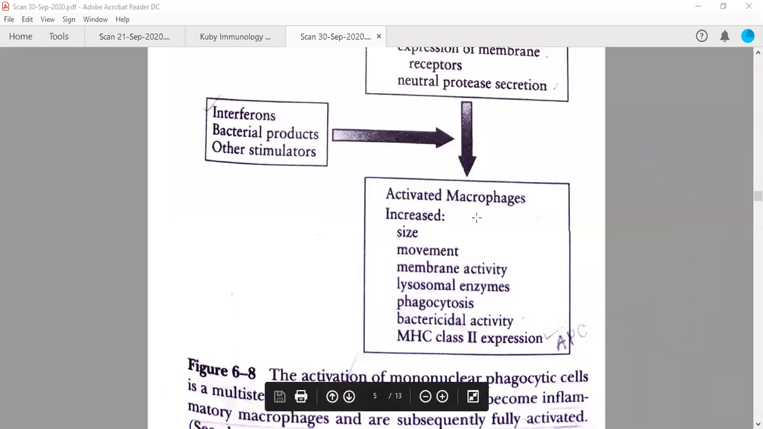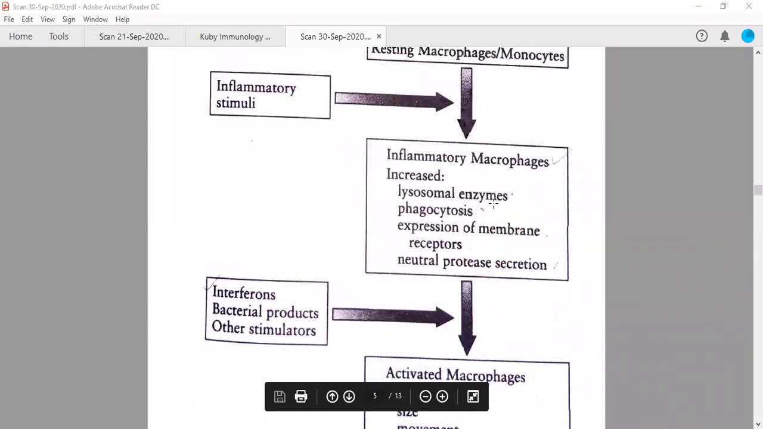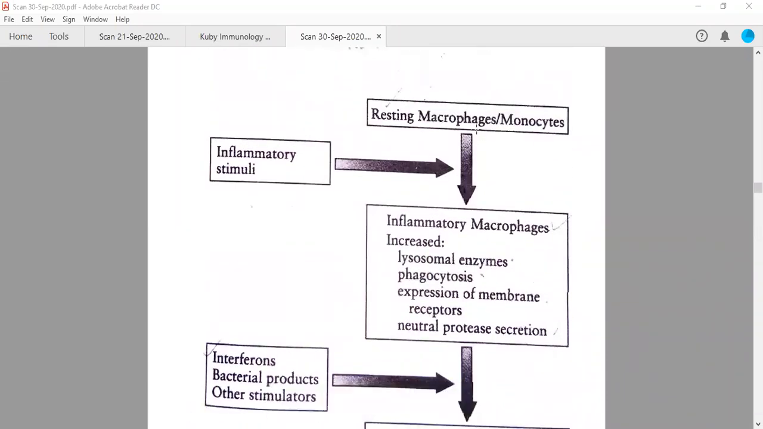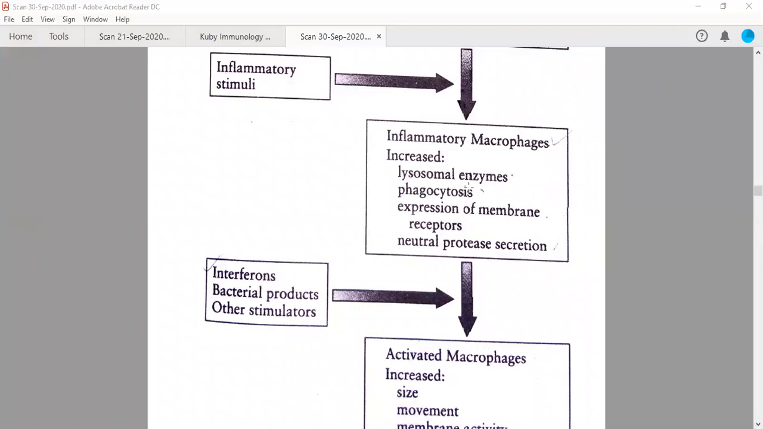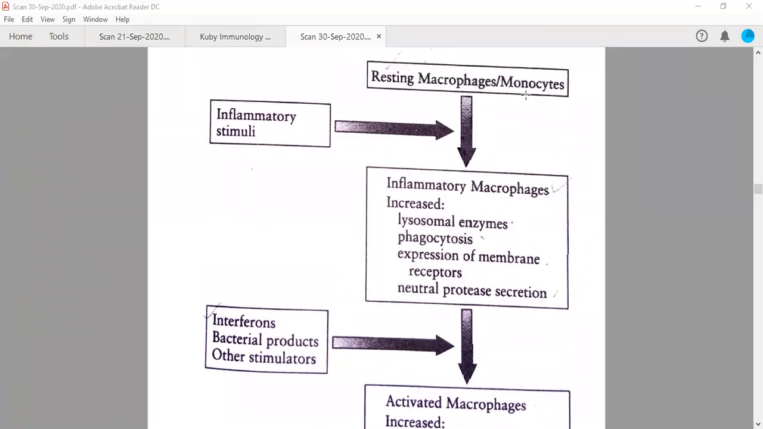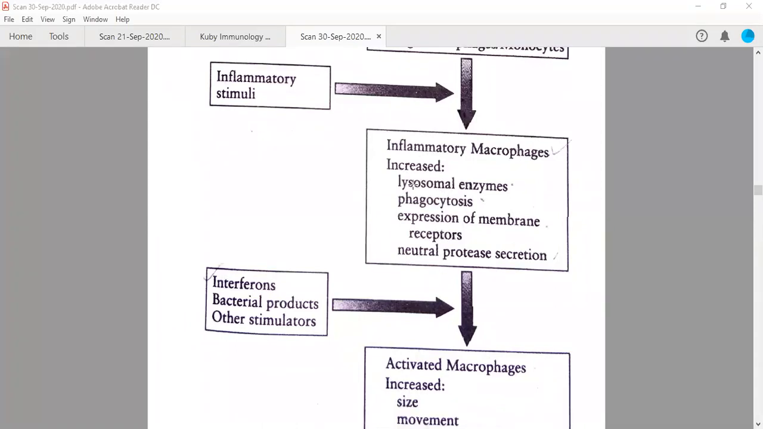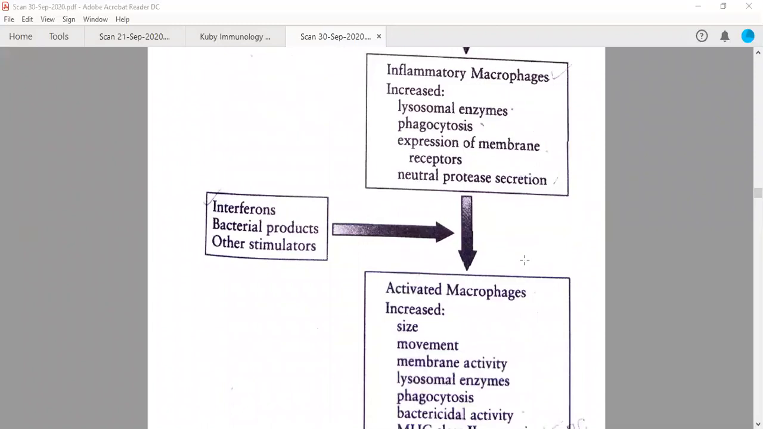So what we have discussed: first, resting macrophages, which are also called monocytes, are present in the blood. If there is an inflammatory stimulus, they will come out of the blood and move into the tissues, where they're called inflammatory macrophages. We already discussed that there are two types of monocytes, inflammatory monocytes and patrolling monocytes. These inflammatory macrophages are a result of the inflammatory monocytes. They will come into the tissues and show an increase in lysosomal enzymes, phagocytosis, expression of membrane receptors, and secretion of proteins, right?